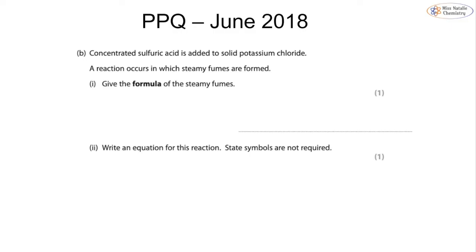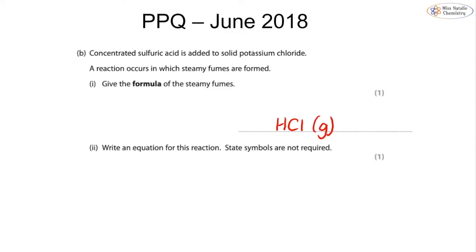So concentrated sulfuric acid is added to the potassium chloride, and the reaction occurs that gives steamy fumes. Give the formula of the steamy fumes. So we're getting this potential reducing reaction happening here, but remember, because it's potassium chloride, the H2SO4 is only going to act as an acid in this case rather than as an oxidizing agent. So the steamy fumes that are going to be formed is HCl. Notice that it says the formula, so you cannot write hydrogen chloride, and you don't have to provide a state symbol, but you can put it as a gas.